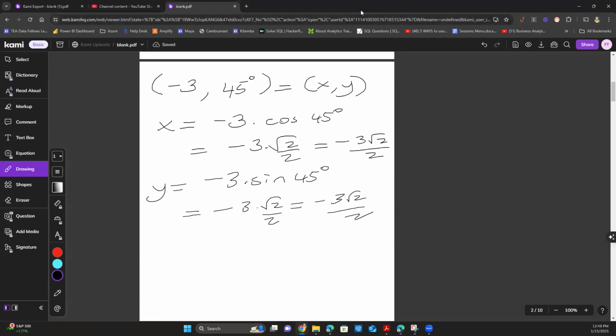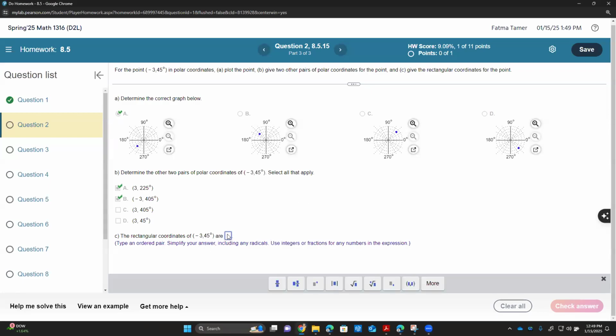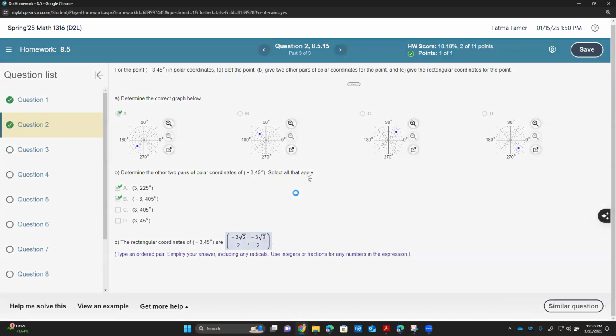So when we go to the homework again, I will tell them that the first value in the rectangular coordinate system is negative 3 radical 2 over 2, comma, and then again, negative 3 radical 2 over 2, and then I will close this and check my answer, and it'll be correct for this question.